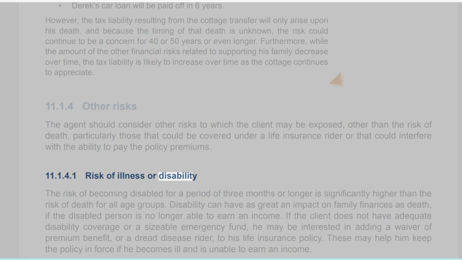1.1.4.1 Risk of illness or disability. The risk of becoming disabled for a period of 3 months or longer is significantly higher than the risk of death for all age groups. Disability can have as great an impact on family finances as death, if the disabled person is no longer able to earn an income. If the client does not have adequate disability coverage or a sizable emergency fund, he may be interested in adding a waiver of premium benefit, or a dread disease rider, to his life insurance policy. These may help him keep the policy in force if he becomes ill and is unable to earn an income.